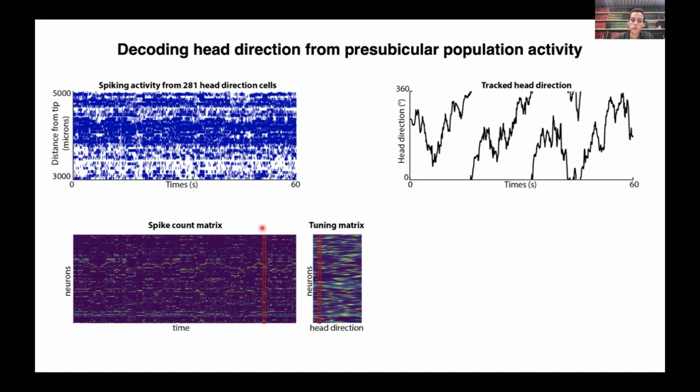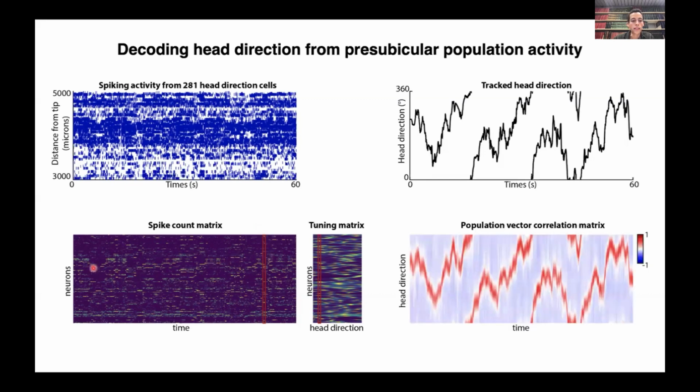For example, by computing a simple correlation between these two columns, and then repeating the operation for all columns in both matrices, we end up with this matrix of correlation values, where you see that for each time bin, we have correlation values for each head direction bin. And it's typically one head direction bin that yields the maximal correlation between the instantaneous activity and the expected activity for each head direction. And from this, it's quite simple to read out the represented head direction at any given time.